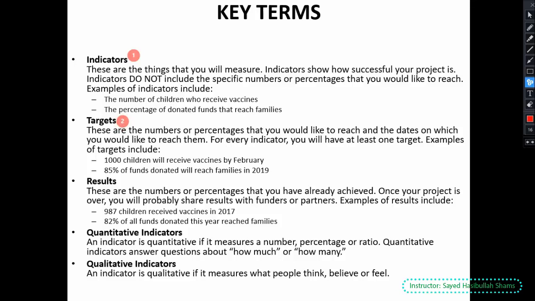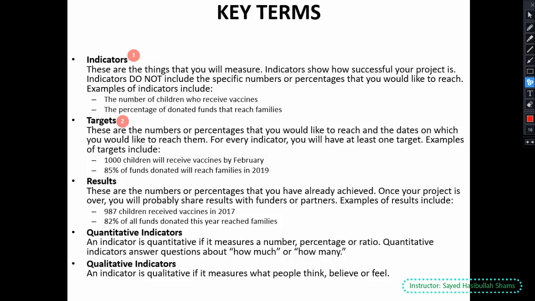The second one is targets. Every indicator has at least one target, and a target is something measured by number, percentage, or ratio that we will achieve in a specific time. So once we select an indicator for our project, we must select targets. We will discuss how to set targets in the next lessons. For now, we only need to understand that a target is a number or percentage that we will reach by a specific date.